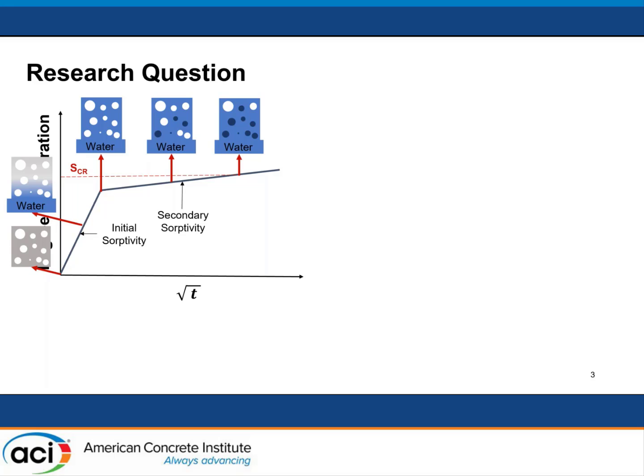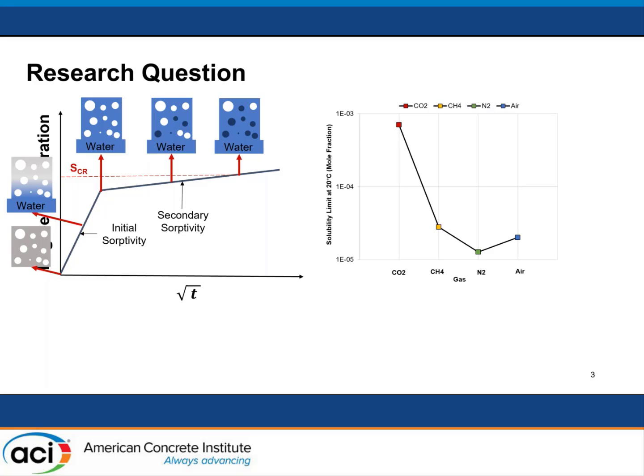So the solubility limit of air is quite small, and that's what's actually used to enhance freeze thaw resistance in our above ground infrastructure. However, CO2 and methane have slightly higher solubility limits in water compared to air or nitrogen. In fact, CO2 is nearly 50 times higher than that of nitrogen. And so in the secondary sorption process, what we're interested in is what would happen if we replaced the air filling these voids with a different gas phase, and what effect would that have?